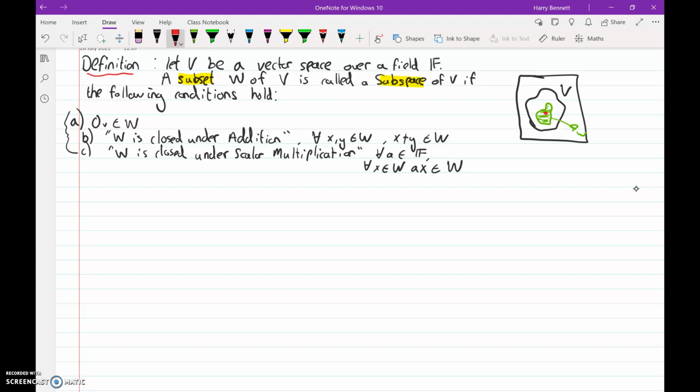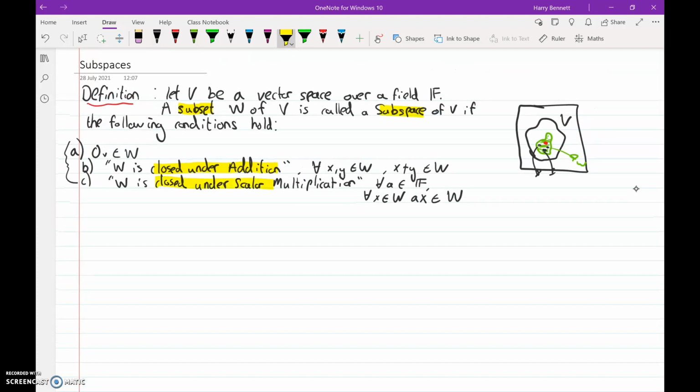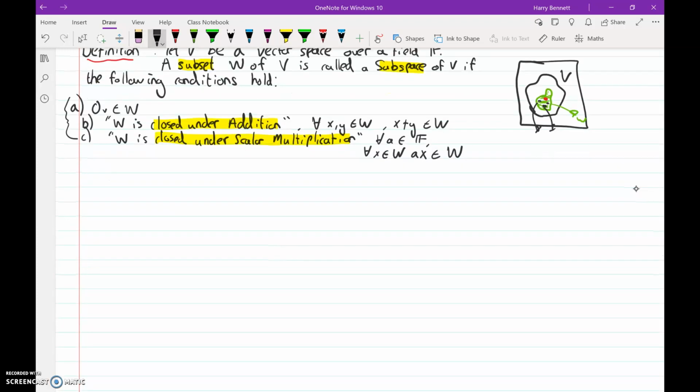We also need it to be closed under addition. What that means is if you take any two elements in here and you add them, they also need to be an element in here. And also, we need it to be closed under scalar multiplication, which means if you take any a which is in our field and any element x in W, our subset, ax must also be in W. So it must be contained. It's going to be closed essentially.